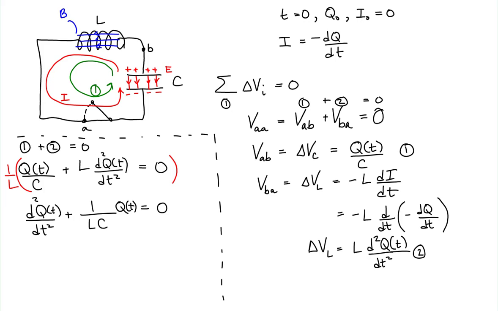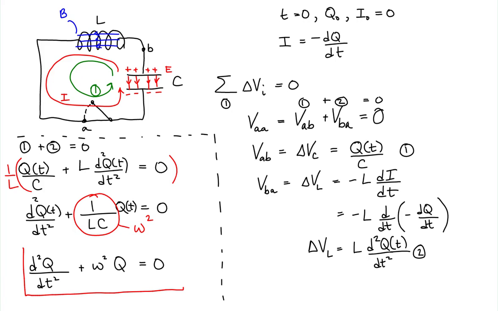But let's do another thing. For simplicity, let's take this term right here, 1 divided by the product of the inductance and the capacitance, and define it to be omega squared. In doing that, we have a second-order linear homogeneous differential equation that we should recognize from work we've done before. This equation right here is the equation that governs the behavior of LC circuits.